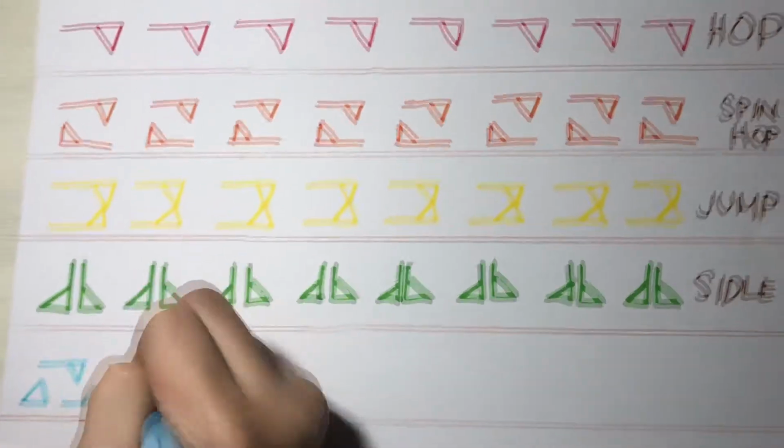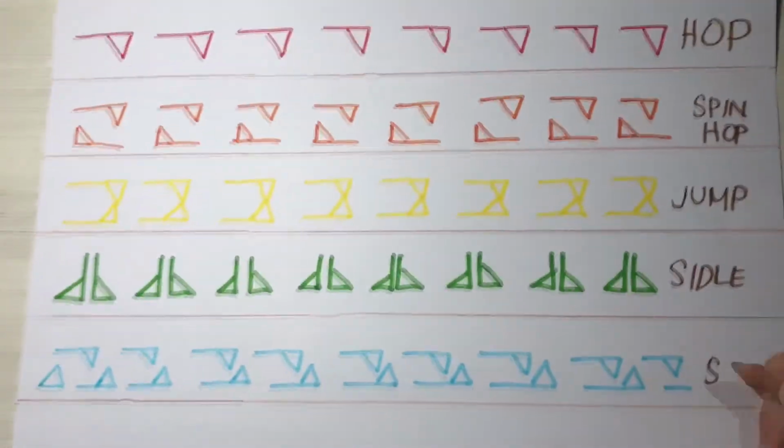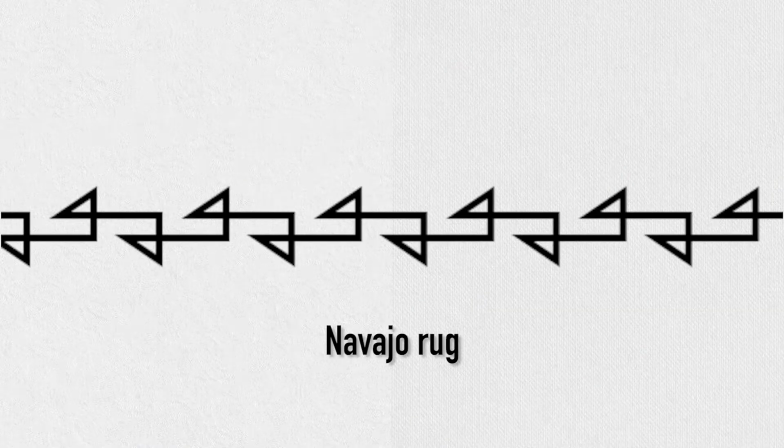The fifth frieze group contains translation and glide reflection symmetries, and this is called a step. For example, this picture shows a pattern from a Navajo rug. We can see that the triangles are translated. The top triangles and bottom triangles are not lined up, and so there is a glide reflection.